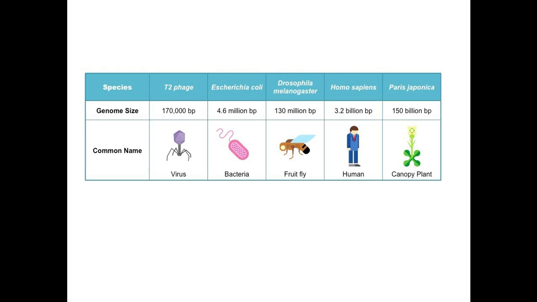Now that is true for the haploid cell. So when your cell is haploid, at that time only one set of chromosomes is present, and in that one set of chromosomes 3.2 billion base pairs are present in the human genome. Now 3.2 billion, 1 billion means 100 crore. It means that 320 crore nucleotide base pairs are there in a single cell, a haploid set of chromosomes of a human. And then Paris japonica, which is a canopy plant, has a genome size of around 150 billion base pairs.